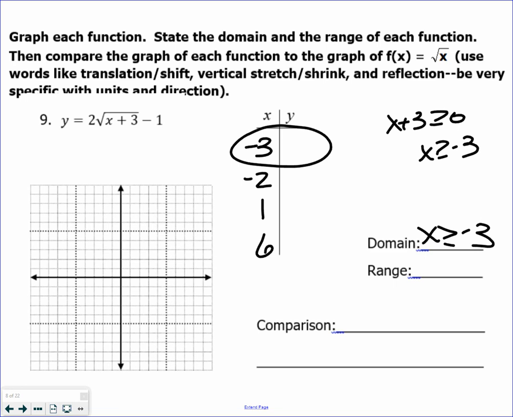Negative 3, if I plug negative 3 in, I get 0. Square root of 0 is 0 times 2 is still 0, minus 1. Negative 2 is 1. Square root of 1 is still 1 times 2 minus 1. 1, I get 4. Square root of 4 is 2 times 2 would be 4 minus 1. And then 6 plus 3 is 9. Square root of 9 is 3 times 2 would be 6 minus 1 would be 5. So plotting those points, negative 3, negative 1, negative 2, positive 1, 1, 3.